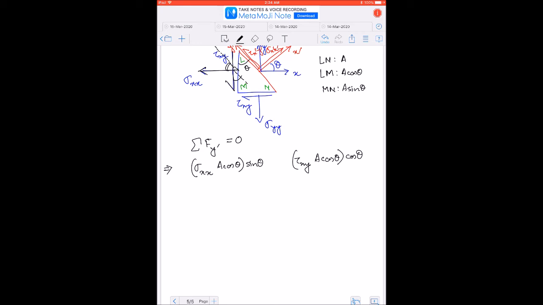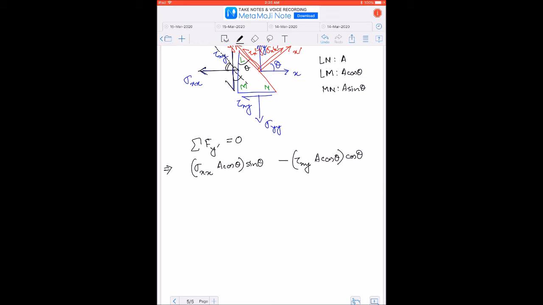Now for the first term as well as for this term, I have not written down the signs. So let's check what should be the signs. For the first term, that is considering the sigma xx a cos theta sine theta again, this is along the y dash direction. So this actually comes with a positive sign. However, the second term, which I have just written down here, the tau xy a cos theta, that is along the negative y dash direction. So it should come with a minus sign here.